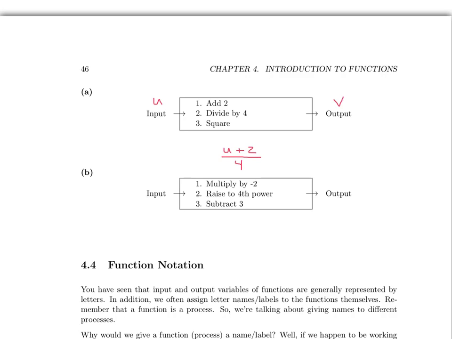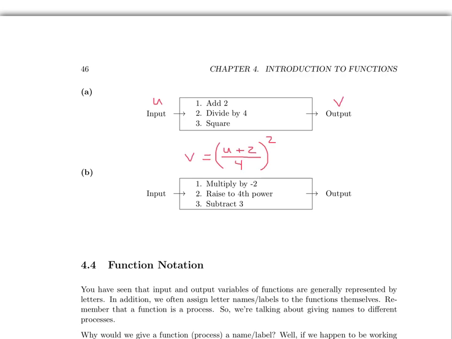The last thing that happens to the quantity is we square. So I'm taking my entire quantity, the entire quantity here, and squaring it. In order to make it clear that I'm squaring the entire quantity, I put that quantity in parentheses, as such. This should give me my output, which is v.